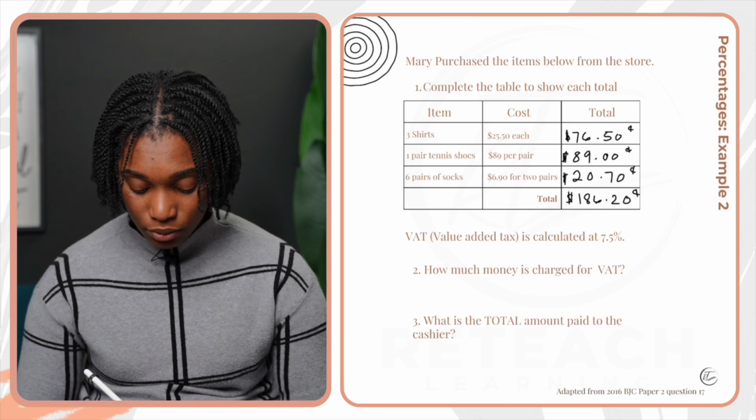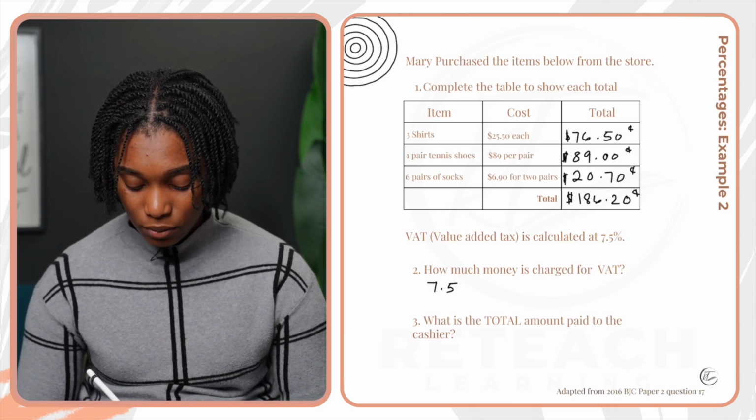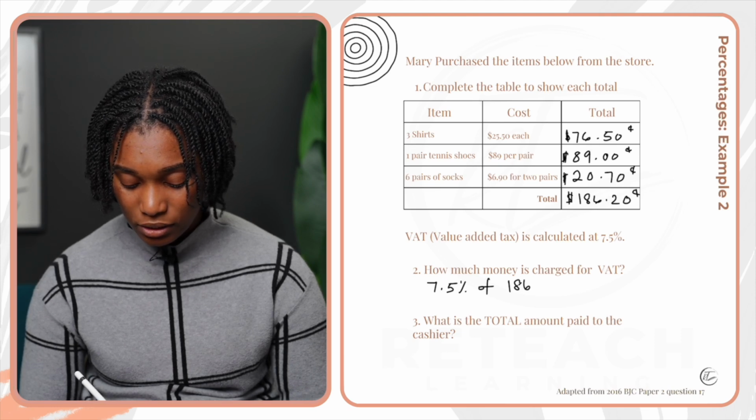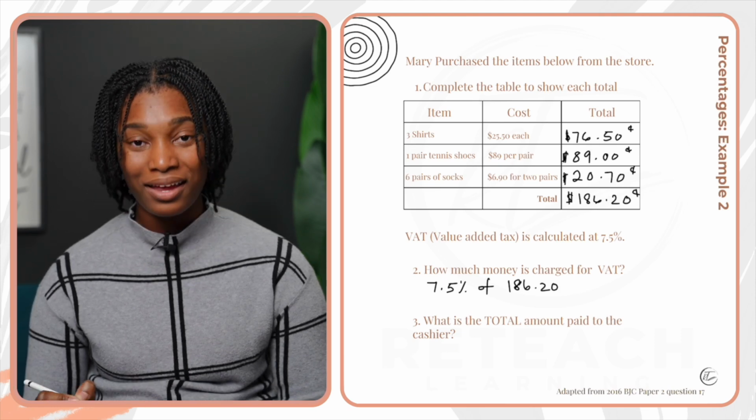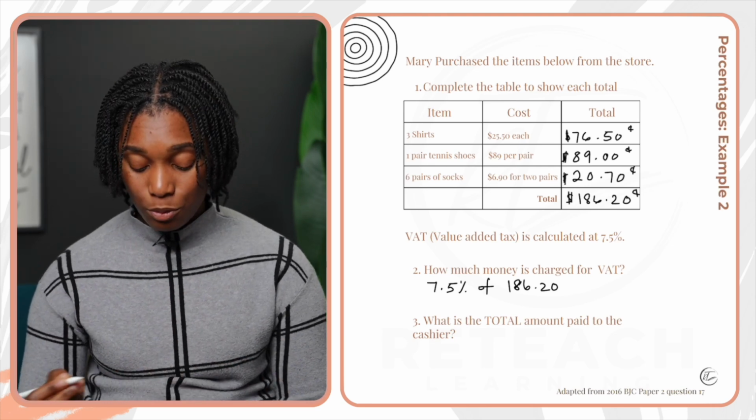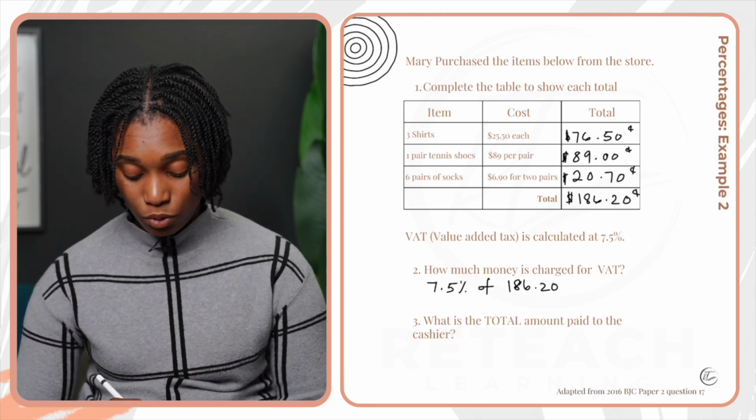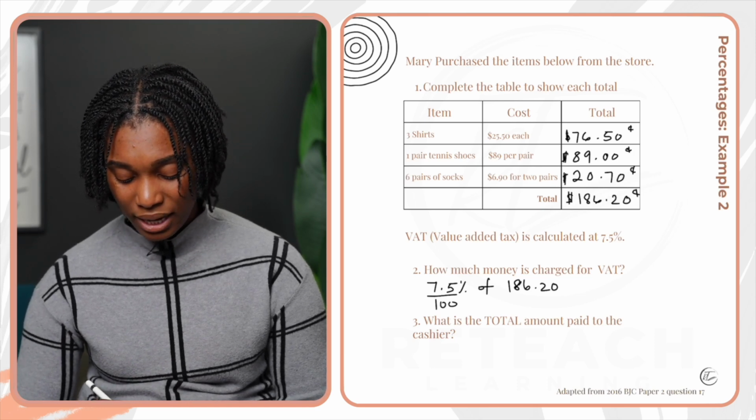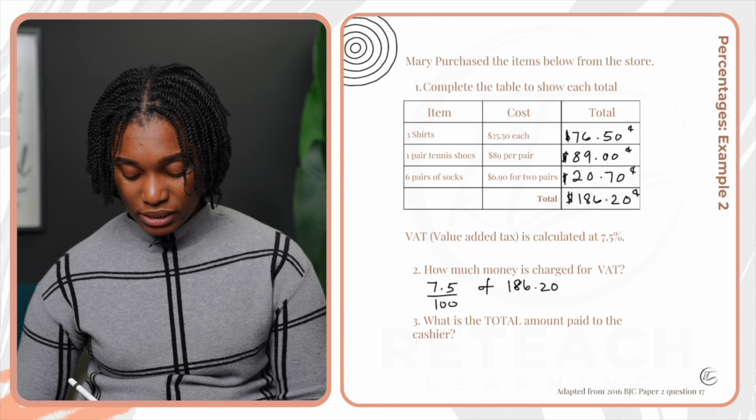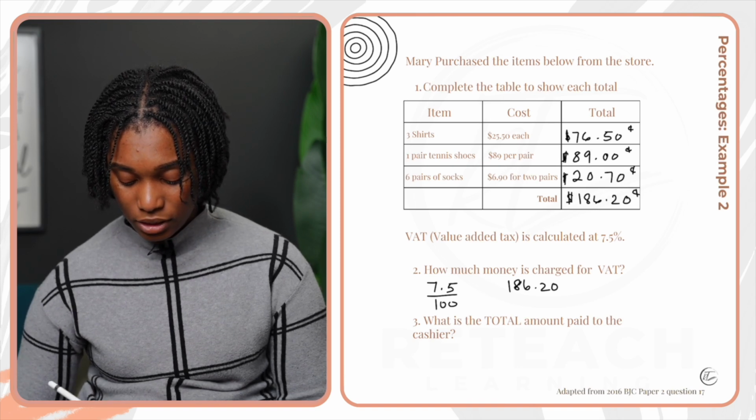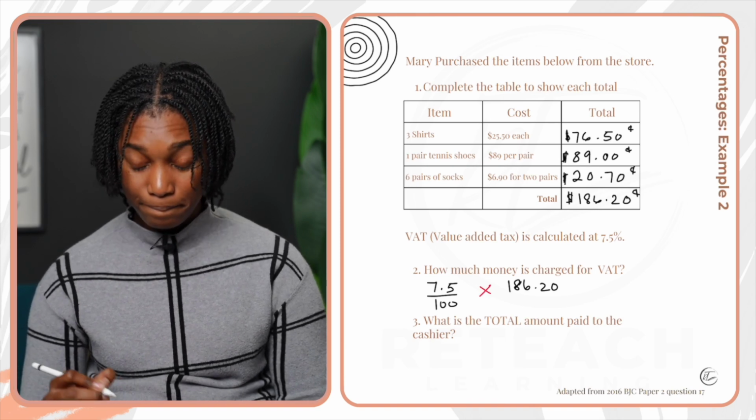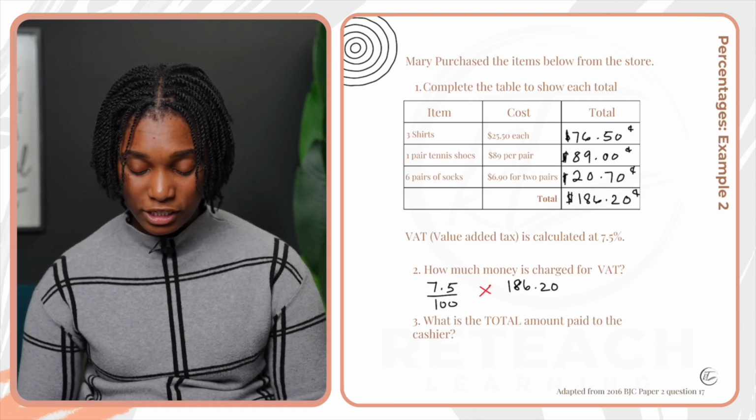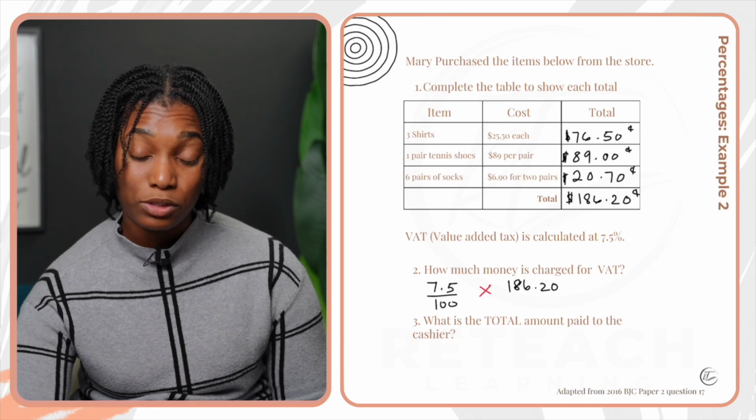So they want us to figure out 7.5% of 186.20. And once again, just like we did before, our percent is going to be over 100 if I'm going to use it as a fraction. So over 100. Once I do that, I can get rid of the percent sign, and of in math denotes multiplication. Okay, and so 7.5 divided by 100 times 186.2. If you want to convert your fraction to a decimal, you can go ahead and do that as well.